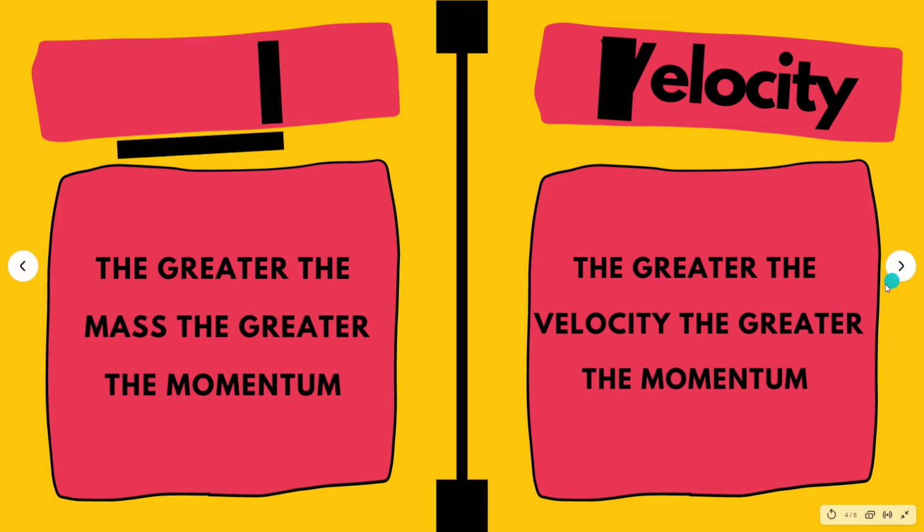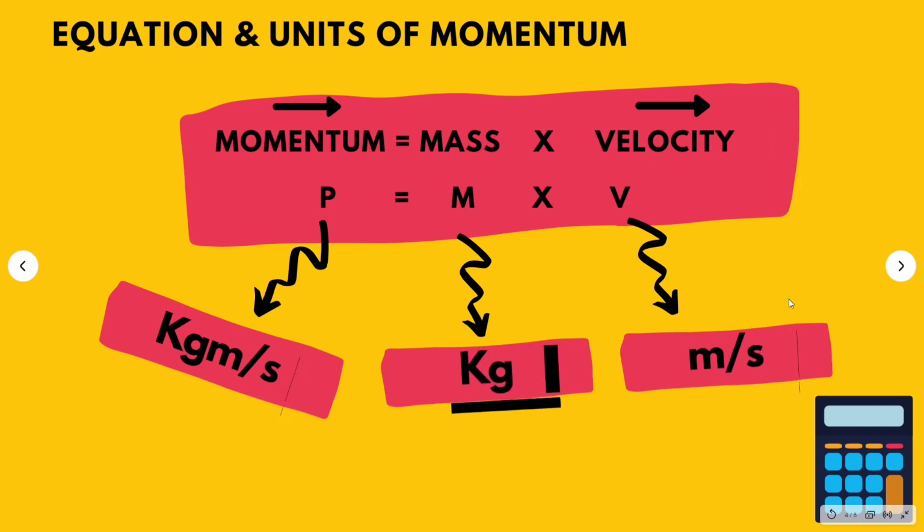Now let's look at the equation and units of momentum. The equation of momentum is a very straightforward and simple equation. The equation is momentum equals mass times velocity. The symbol of momentum is P and not M. M is the symbol for mass.